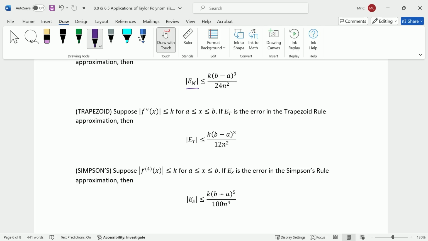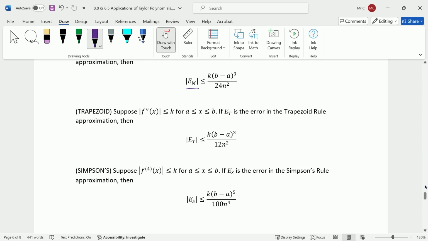And the Simpson's rule formula is a little different because k is computed differently. And you've got b minus a to the fifth power, which, if the interval was really wide, could be a pretty big number. But we're dividing by 180 n to the fourth. So generally speaking, we would expect in most circumstances the Simpson's rule to have a smaller error than the trapezoid or midpoint rule.